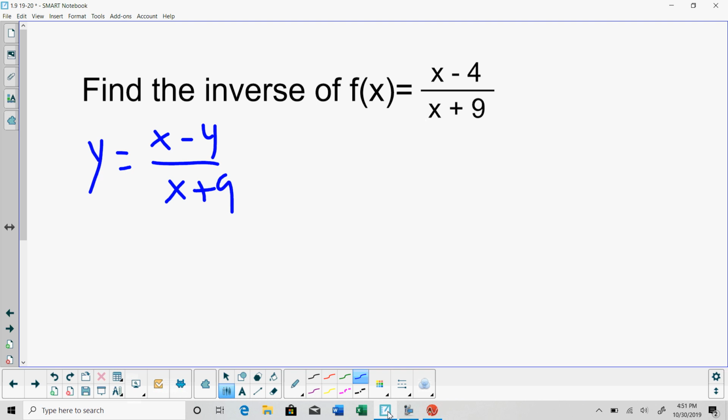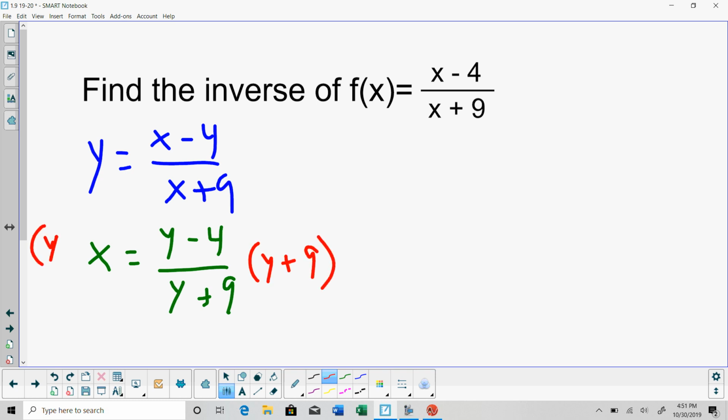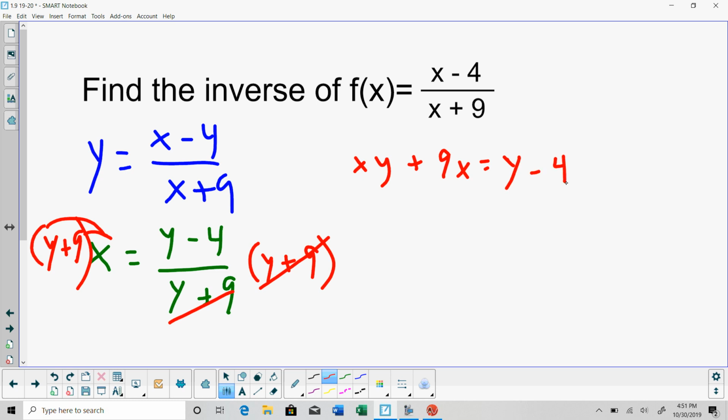So we start by rewriting f of x as y. And then we're going to switch all the x's and y's. So I'm going to write x equals y minus 4 over y plus 9. And now I would try to get rid of that denominator. So let's multiply both sides by the quantity y plus 9. On the left side, if I distribute, I'm going to get xy plus 9x. And on the right side, the y plus 9s are dividing out, so I'm left with y minus 4.